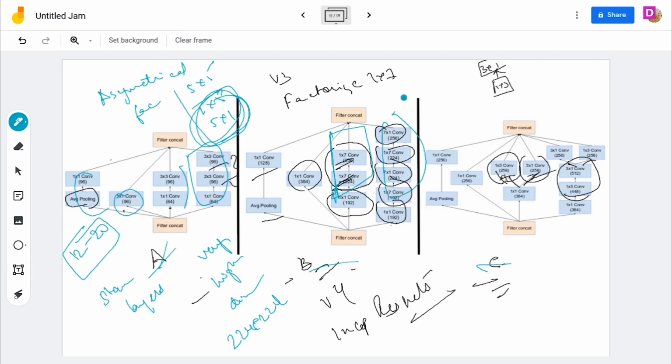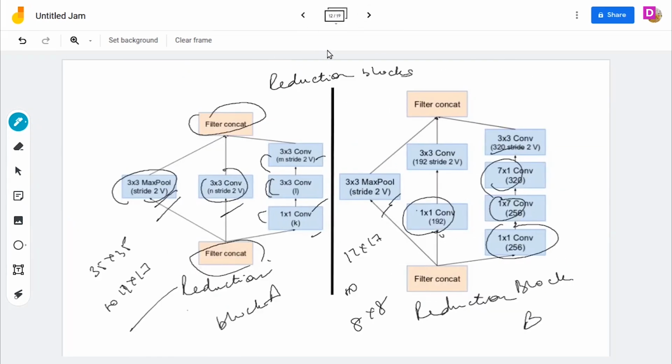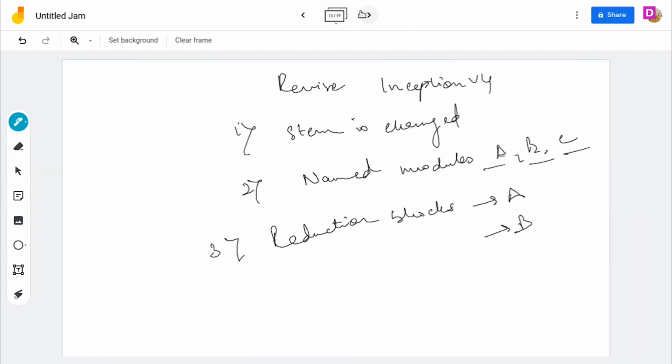Finally, here they have used an even wider approach instead of going deeper, and they have reduction blocks. Reduction blocks are used so that we do not directly reduce the value using max pooling or some other pooling, but we also add some convolutions so that it is reduced even more smoothly. So this was the whole thing about Inception v4. The stem is changed, modules A, B, C were added, and then you had reduction blocks.